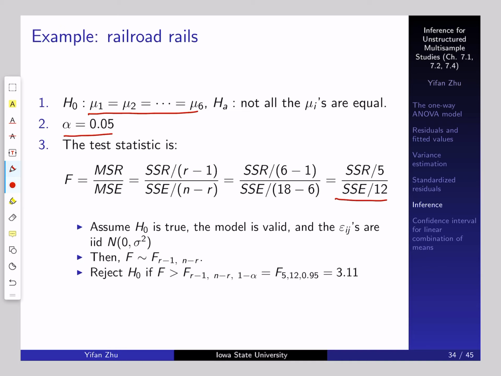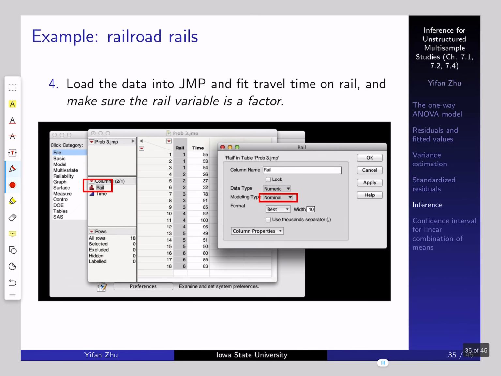Assume that H naught is true and the model is also true: the epsilon ij's are IID normal with mean 0 and variance sigma squared. Then F follows an F distribution with r minus 1 and n minus r degrees of freedom. So in this case, it is F(5, 12). We will reject H naught if F is large, and we use the 0.95 quantile because the significance level alpha is 0.05. That is 3.11.